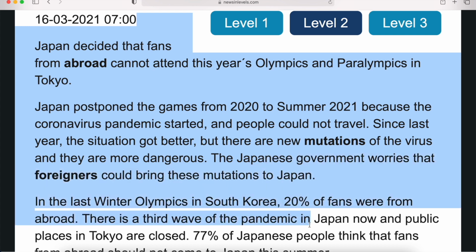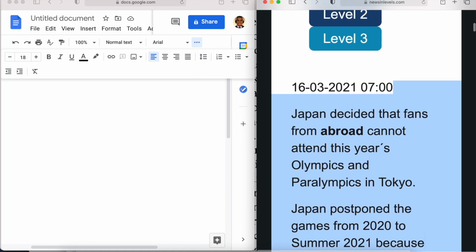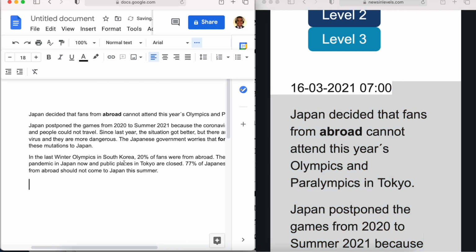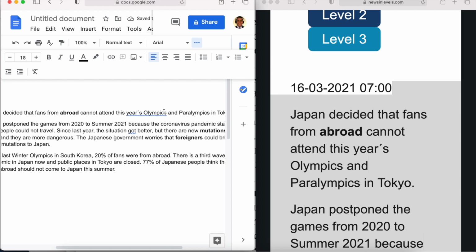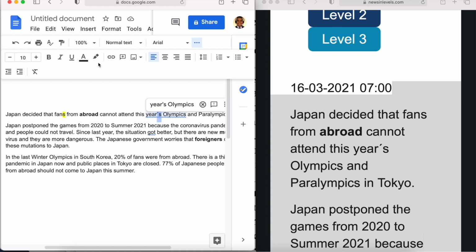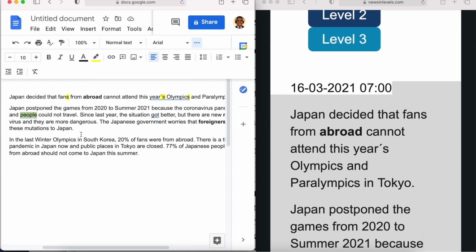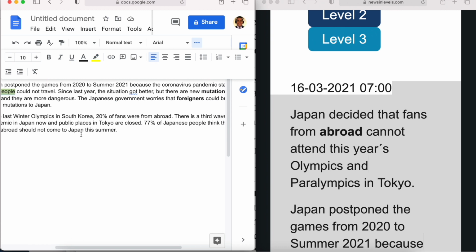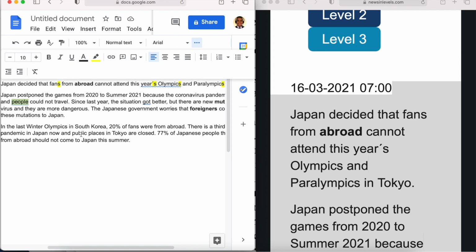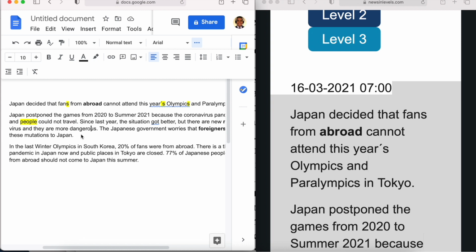So what you can do is copy and paste an article, especially if it's for school or for work. Copy and paste it here. And then as you come across it, you can highlight the different endings here. And it'll really make them stand out to you. The fans from abroad cannot attend this year's Olympics. The last one didn't highlight, but all right. So now you could just go through this entire thing and look for different S endings, and you just highlight them as you go. Focus on them as you read.